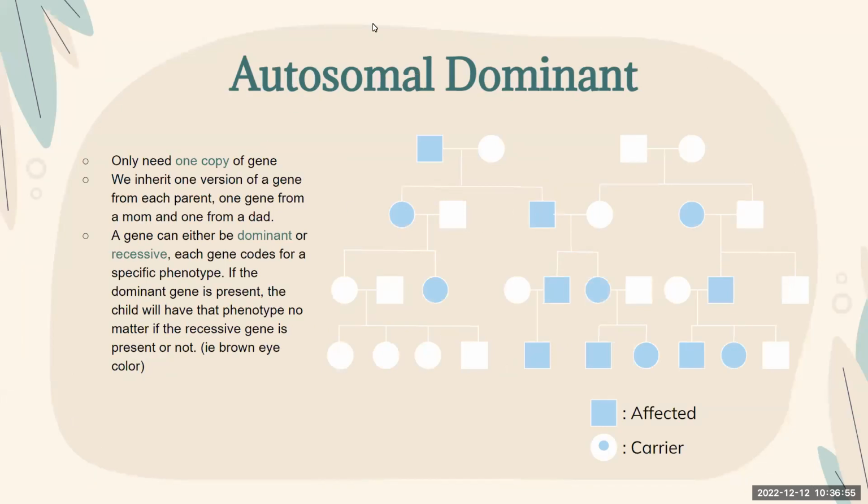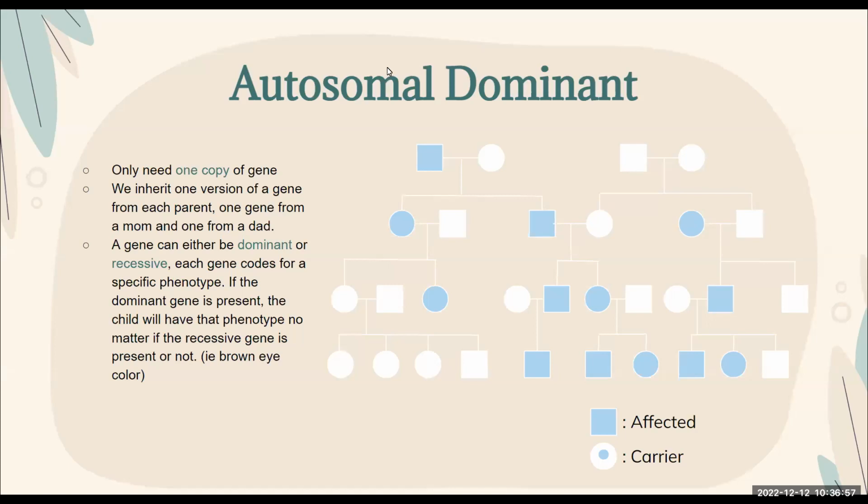For the autosomal dominant mode of inheritance, you only need one copy of a gene to express this condition. And we inherit one version of a gene from each parent, a gene from mom and a gene from dad. And this gene can either be dominant or recessive, and each gene codes for a specific phenotype, or the way you present with the condition physically.